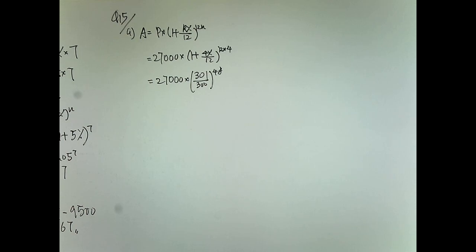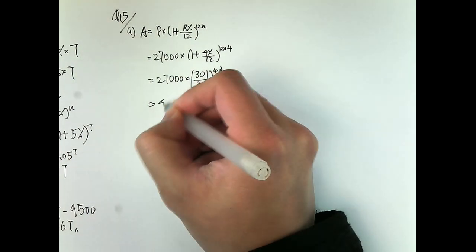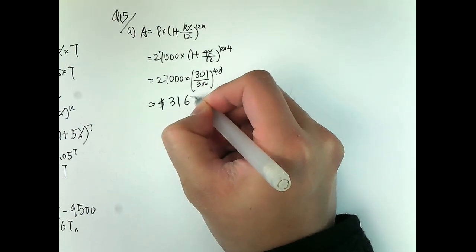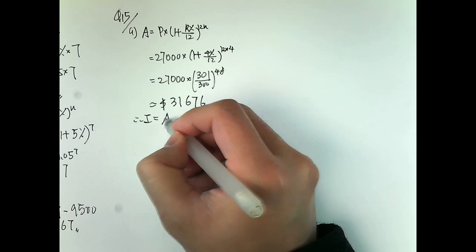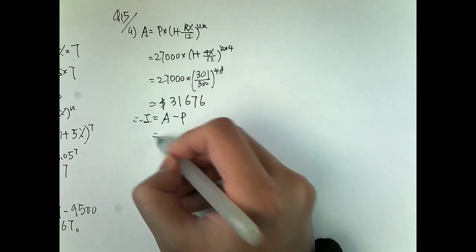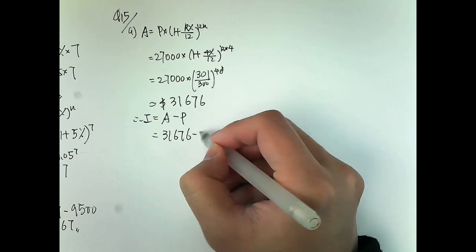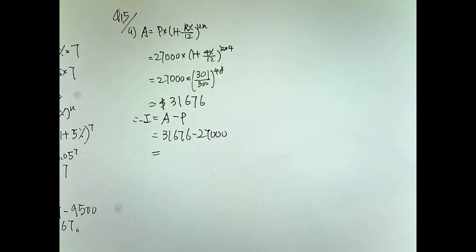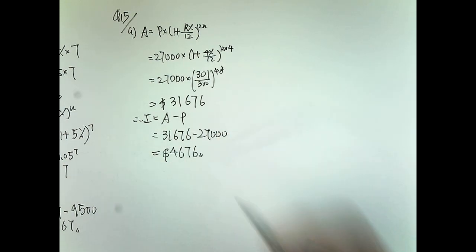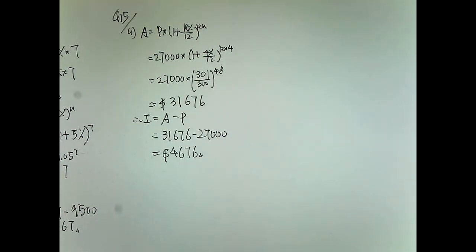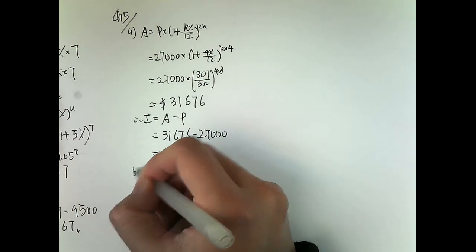Use your calculator. So here is 31,676. Okay. So this is the amount A. You have to find the I, right? So the interest I would be equal to A minus P. Okay. That would be like this. It should be 4,676. Okay. 4,676. Understand? So this is part A.